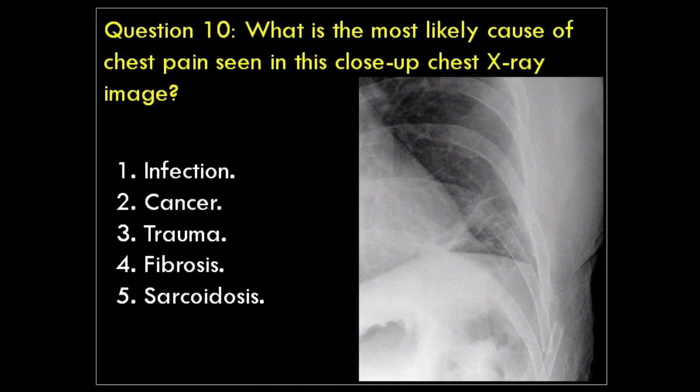Question 10. What is the most likely cause of chest pain seen in this close-up chest X-ray image? 1. Infection. 2. Cancer. 3. Trauma. 4. Fibrosis. 5. Sarcoidosis.